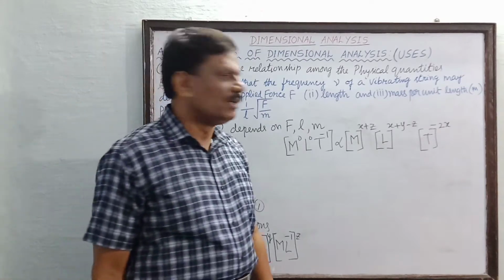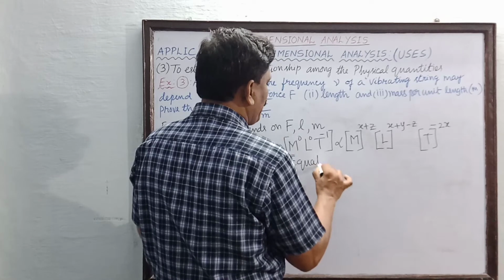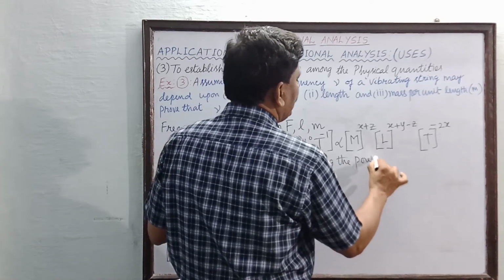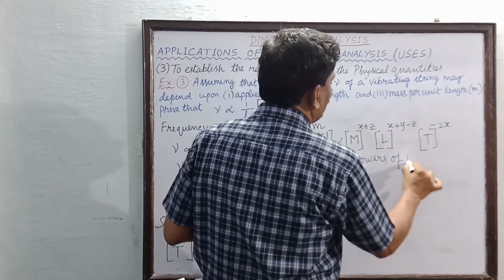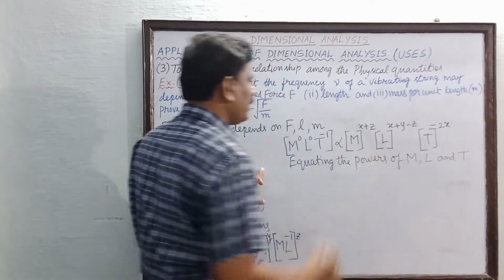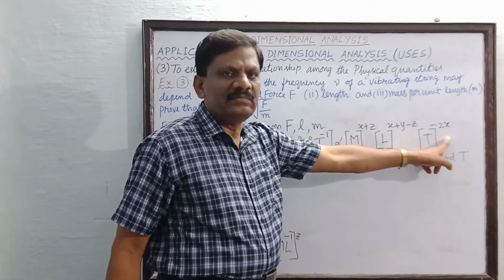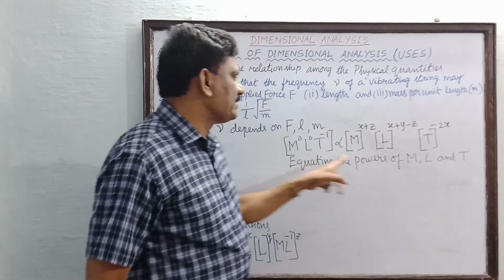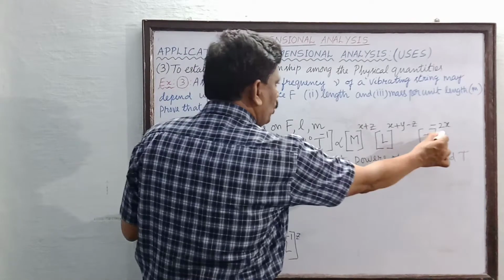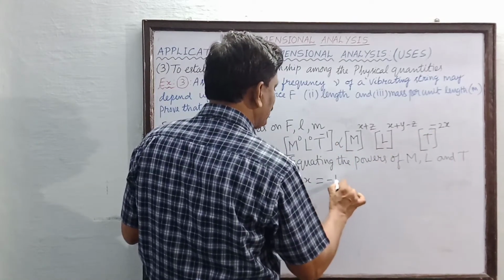Okay. Now equating the powers of m, l and t. Equating the powers of m, l and t here. Now first I will take the t term. So t power minus 2x. Here t power minus 1, is it not? So minus 2x is equal to minus 1.